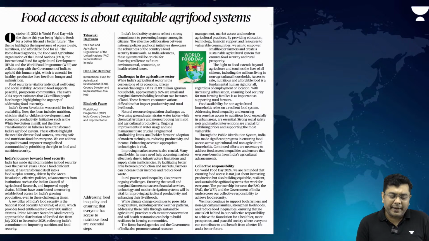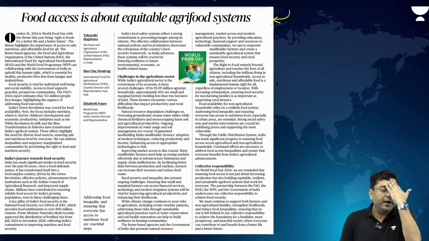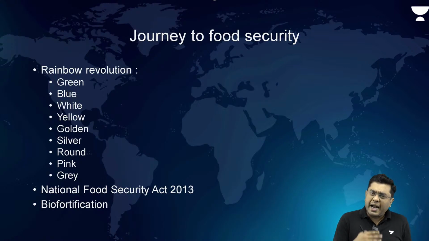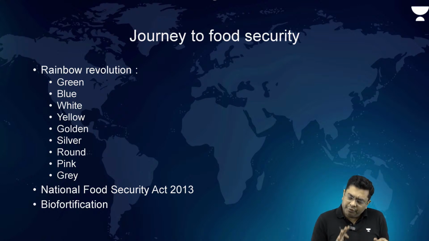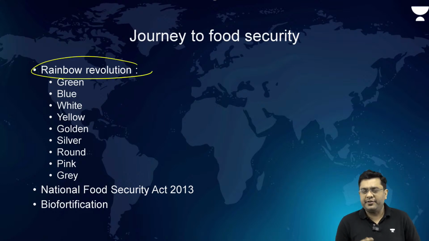The second article deals with food access and equitable agri-food systems. Now here, this talks about the fact that when we talk about access to food, our country has basically ensured that we have sufficient food availability, enough amount of buffer stocks, owing to various different factors. When we talk about the reasons why we have sufficient availability of food, you can attribute certain reasons here. One of the reasons is the rainbow revolution that our agricultural setup has experienced. So what is this rainbow revolution?